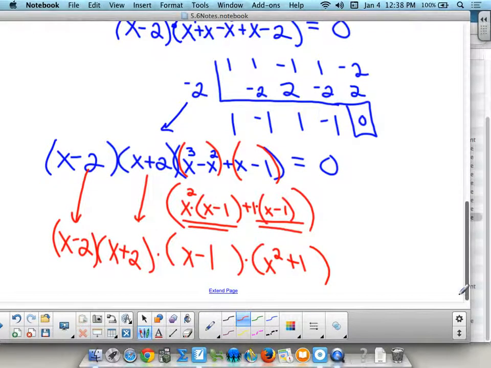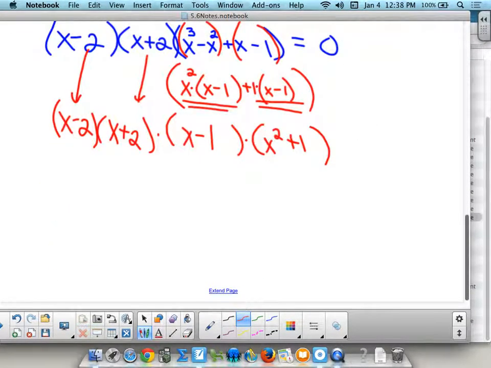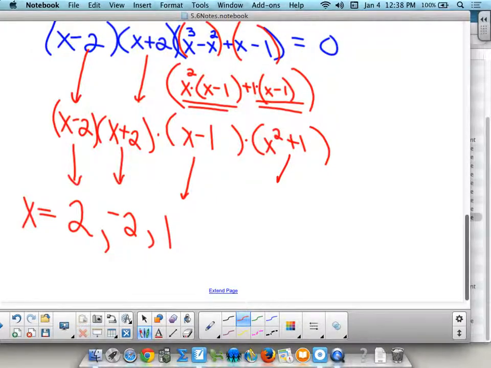Oh, I see. Now there are more solutions. Out of this one comes what? 2. This one, negative 2. Out of this one, 1. Uh-oh. This is a quadratic factor.